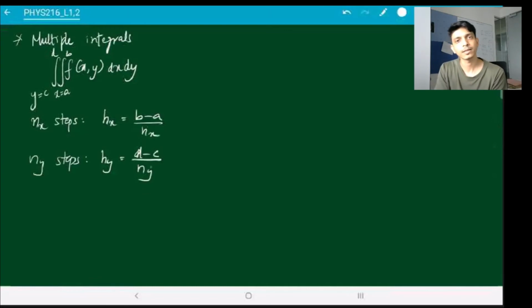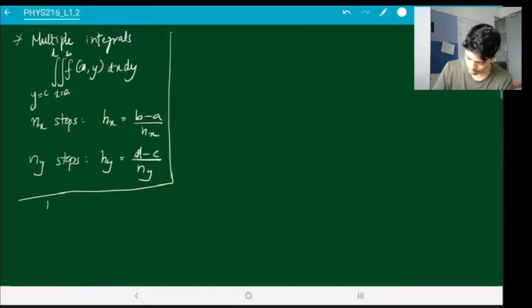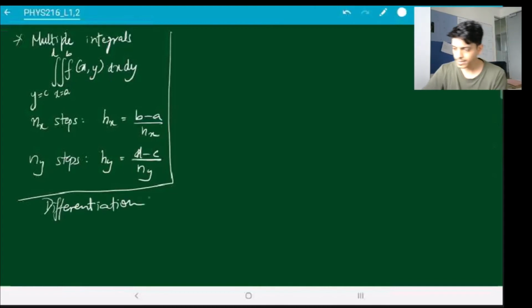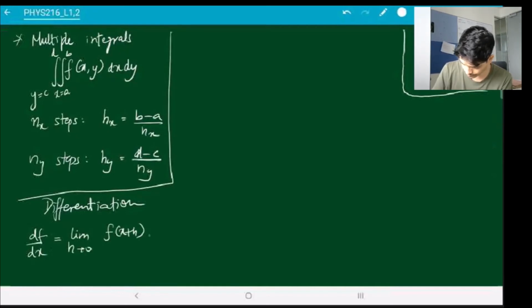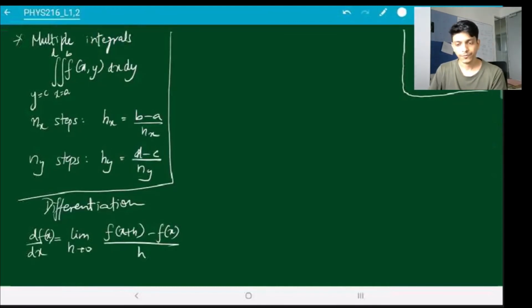So that concludes our discussion about integration. The last little bit that I want to talk about is numerical differentiation. And this doesn't really go much beyond the actual definition of a derivative itself. So if you remember, df by dx is defined as the limit h going to 0 of (f of x plus h minus f of x) divided by h. This is the basic definition of the derivative of f at x.